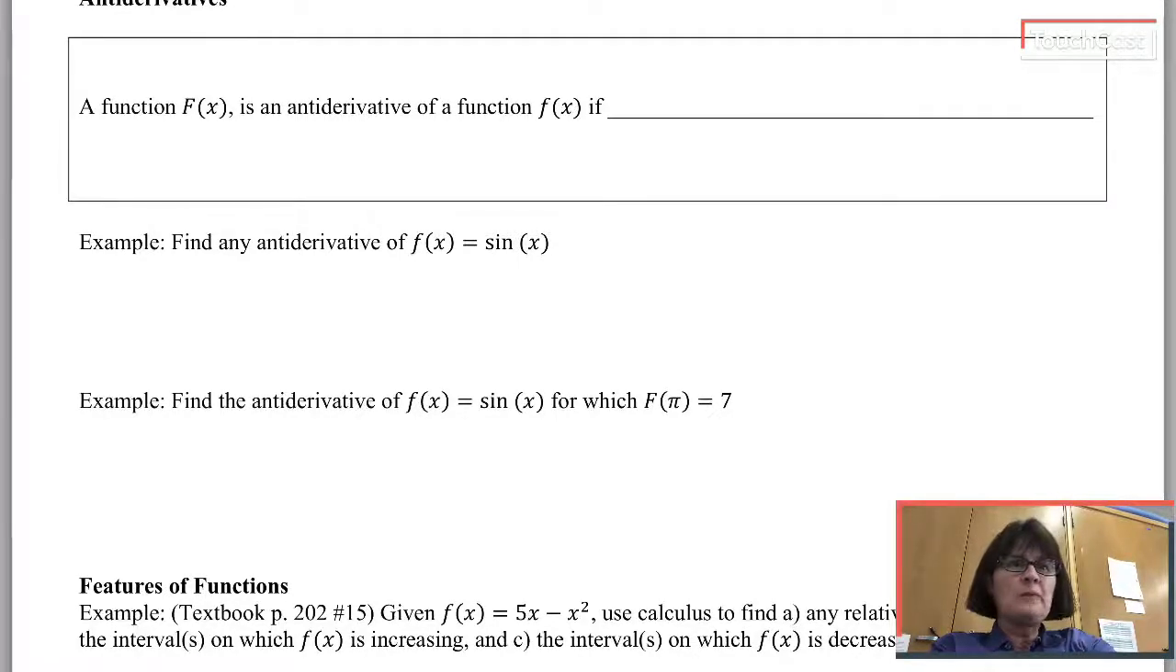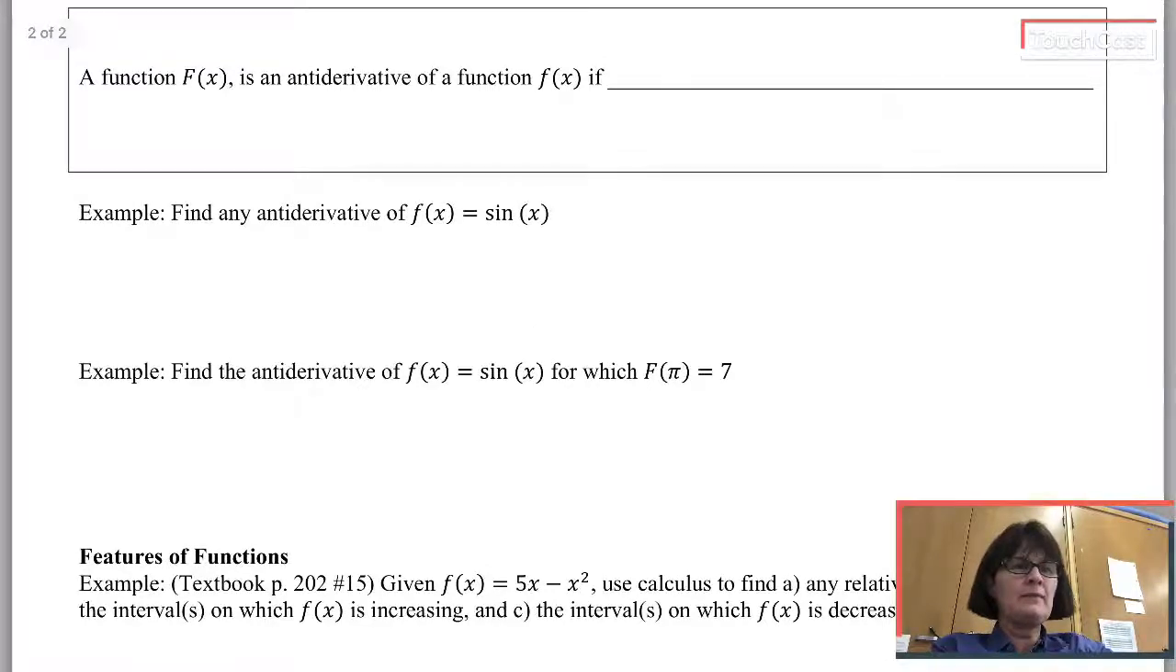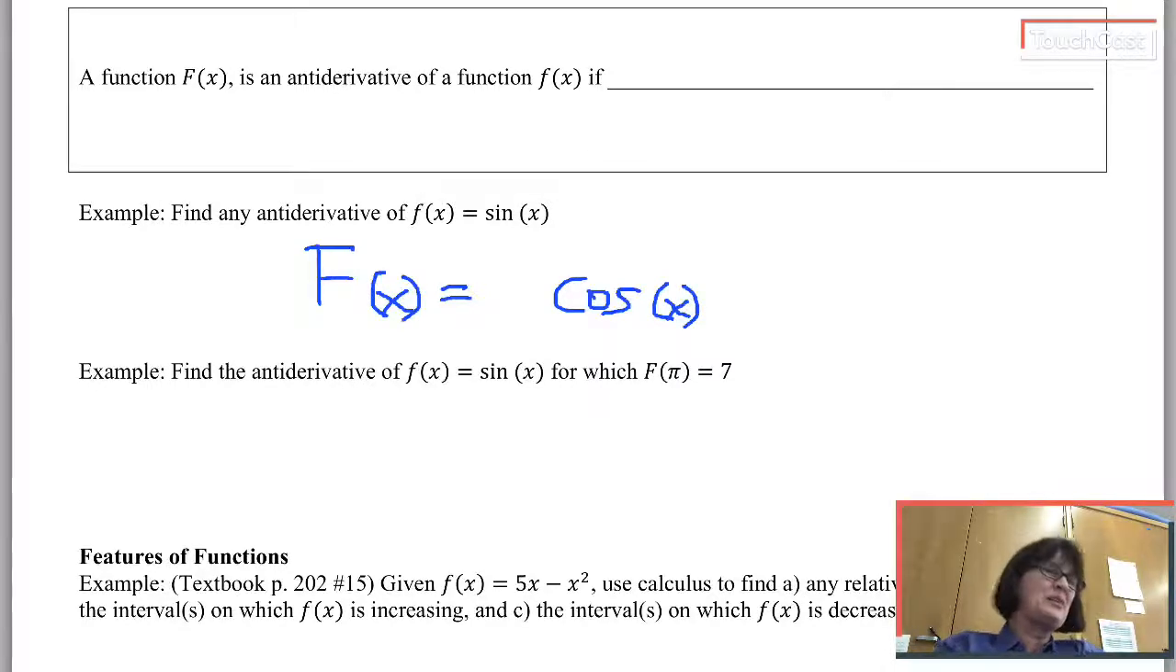So what function can I make so that its derivative is regular sine? So I have to think of a little tweak factor of negative 1 so that this works. So I'm going to say capital F of x is, it can't be cosine of x because the derivative of cosine of x would be negative sine. So I'm going to start with the function negative cosine of x. And I can check my answer to an antidifferentiation problem by taking the derivative. So if I take the derivative of negative cosine of x, do I get sine of x? I sure do. So I have found an antiderivative of sine of x.